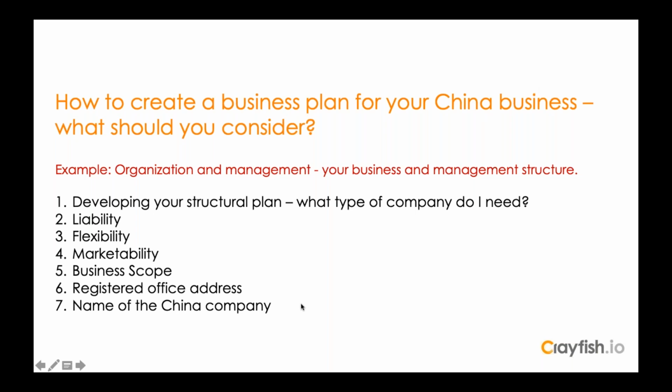The first is developing your structural plan. What type of company do I need? Rep office, limited company, joint venture. You've got to look at 3 very important aspects when going into China: your liability, the flexibility of your structure, and the marketability of your structure. A lot of things in China are related to the image that you're portraying in the market. The 5th aspect is the business scope that we're going to look at in greater detail. The registered office address, because this is a criteria that you must have. You have to choose a city, a district. Your Chinese company name, and again, we'll go into greater detail on that aspect today.